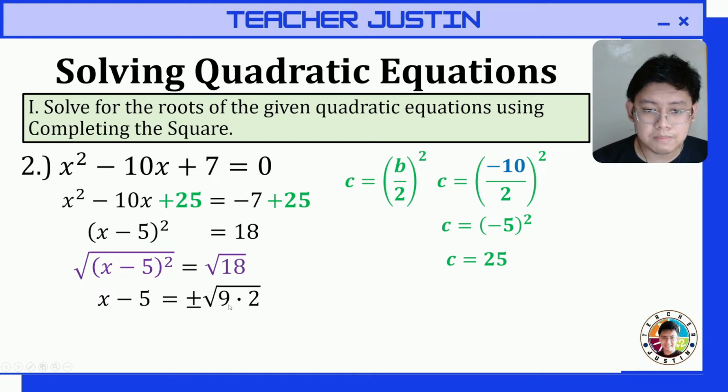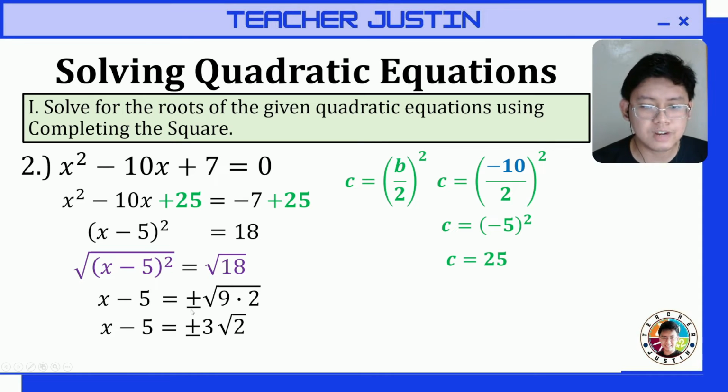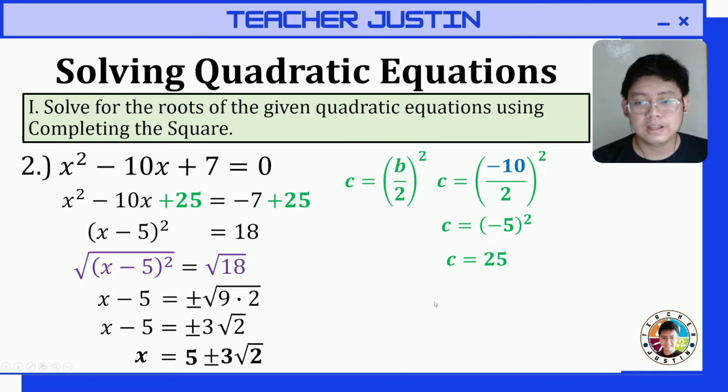Let's simplify this further by getting the square root of 9 and the square root of 2 separately. So this will give us positive negative 3 square root of 2. Then let's proceed to the next step. Let's remove negative 5 and transfer it to the other side of the equation. Changing the sign, it will now be x is equal to positive 5 plus minus 3 square root of 2. And that will be the value of our x.